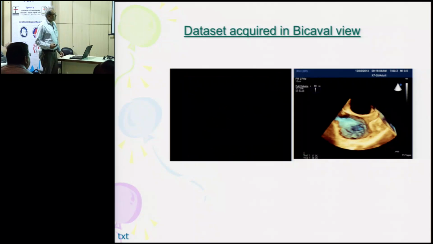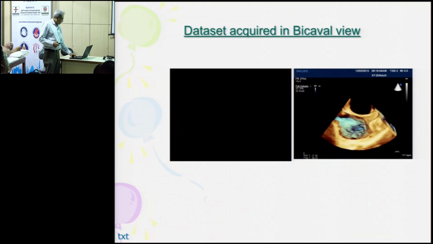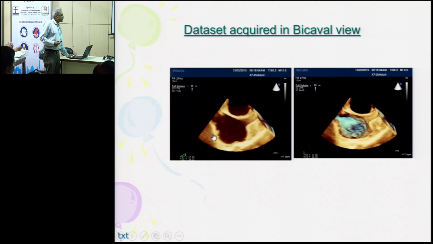This is a data set which you acquire in a bicaval view. If you look at this, so this is a bicaval view. Which is this vein and which is this vein? What is this? SVC, and this is IVC. So this is a bicaval view and this is a 3D set, because now you are defining the depth of it also.